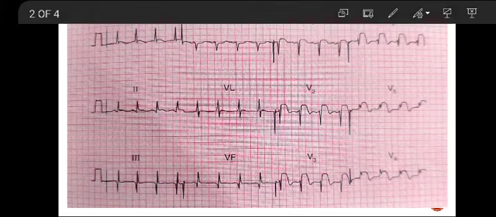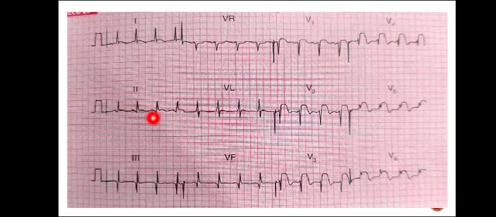ECG number 2, we are able to find P wave in lead 2. So this is a sinus rhythm. If we calculate the rate, there are about 2.5 boxes, so the heart rate is between 100 to 110 beats per minute. Both lead 1 and AVF are upward, so their axis is normal. Then we start looking at the QRSTs. No Q wave, R waves are normal, T waves are normal.